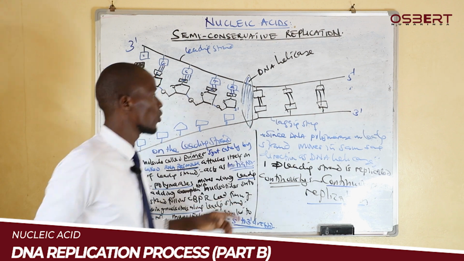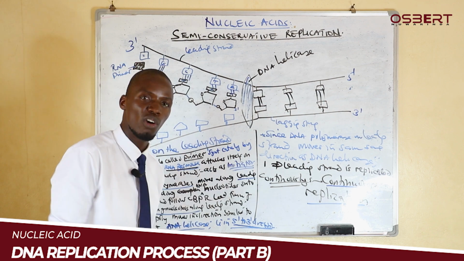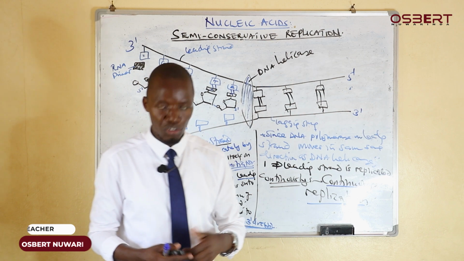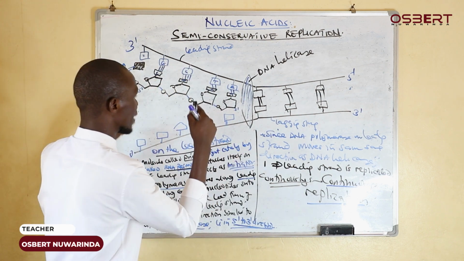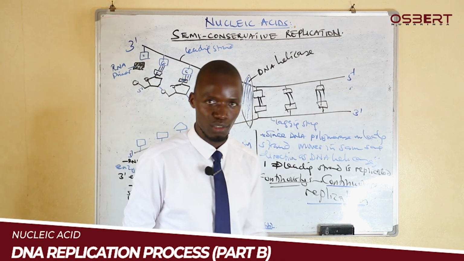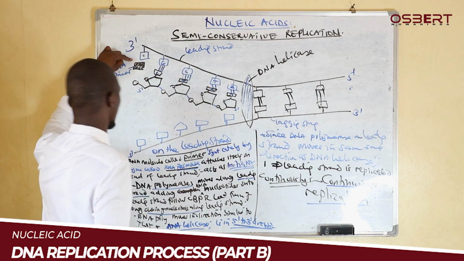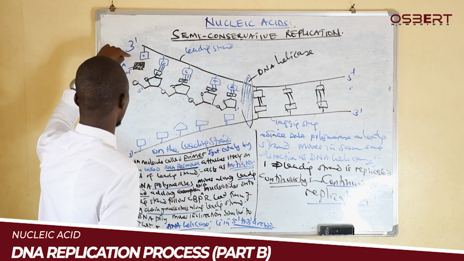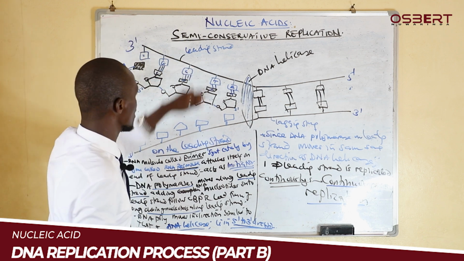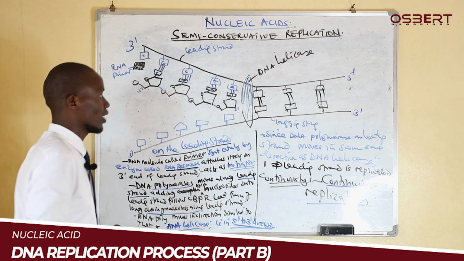Then we have seen that because the two strands of the DNA are oriented differently, they are going to be replicated in a different way. In this episode we have begun with the leading strand. On the leading strand, the RNA primer attaches itself on the 3 prime end of the leading strand, and it initiates the process of replication.